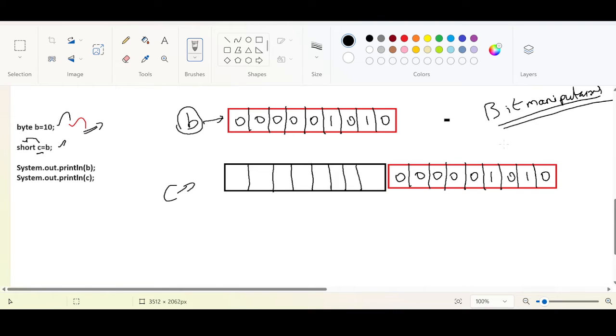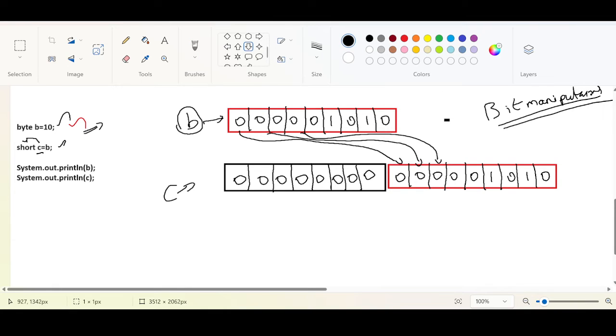the same values will be copied to the short, and the remaining bits are going to be 0. So this is what we call converting the lower data type to the higher data type. These are the things that will be happening internally. This is the conversion. So this is representing byte, and this is representing short.